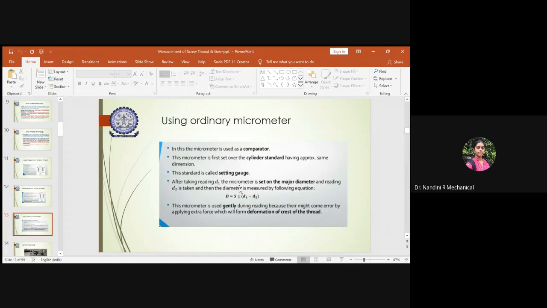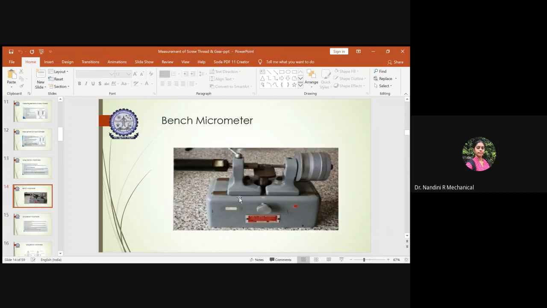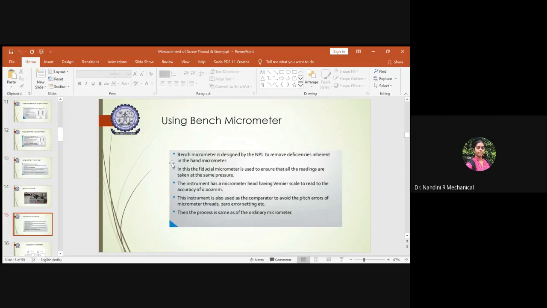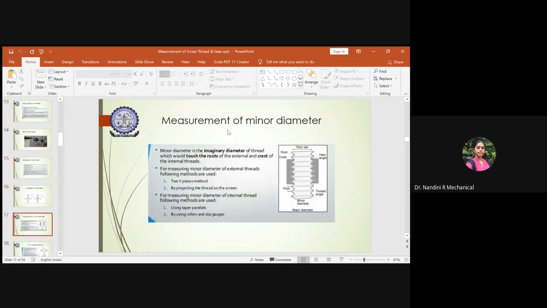Then we saw how, using the ordinary micrometer, we calculate the effective diameter. This was the instrument we used in order to measure, and this one method is the bench micrometer. Later, we dealt with measurement of minor diameter also. For measurement of minor diameter, we used two methods. One is the 2V piece method, and the other was projecting the thread on the screen. These are the two methods used to measure the minor diameter of external threads.